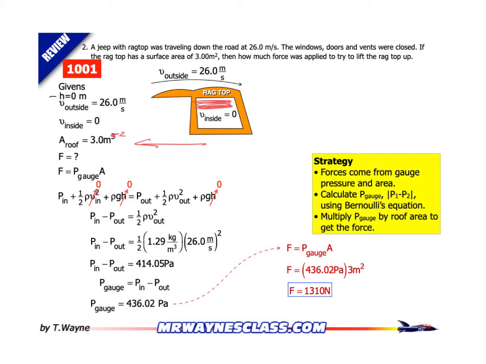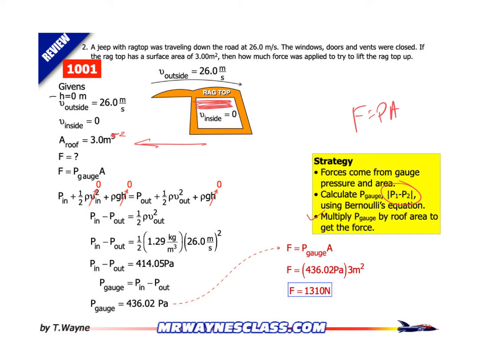Here we go. So what's my strategy? Well, forces come from gauge pressure and area. That much I know. And I know that the force is equal to the gauge pressure times the area. So what I need to do is calculate the gauge pressure multiplied by the area. There are 2 ways we can do it. One is what we call the pressure at depth equation. That has nothing to do with this. So it's got to come from Bernoulli. So the gauge pressure is the difference in the pressures, P1 minus P2. And I'll use Bernoulli's equation to figure that out. And then I'll multiply the gauge pressure by the roof area in order to get the force.